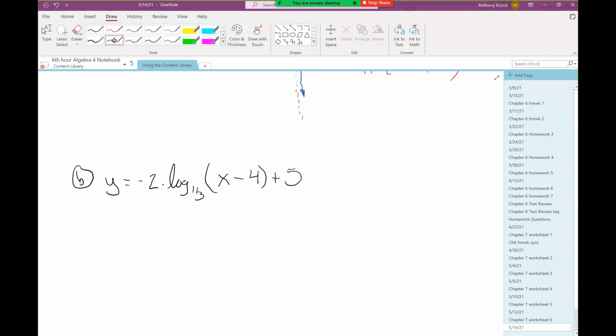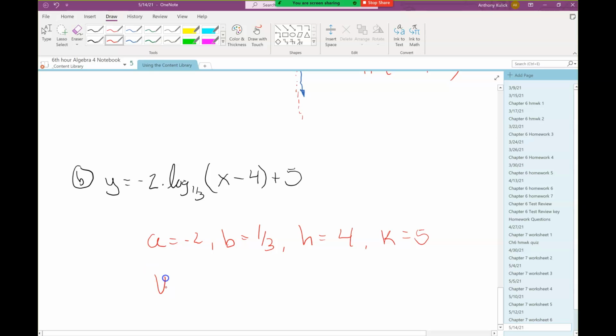So let's say we're graphing y equals negative 2 times log base 1 third of x minus 4 plus 5. So again, I start by listing my values for a, for b, for h, and then k. Again, remember the h is the opposite sign of whatever it appears in the equation. So I know my vertical asymptote then is x equals h.